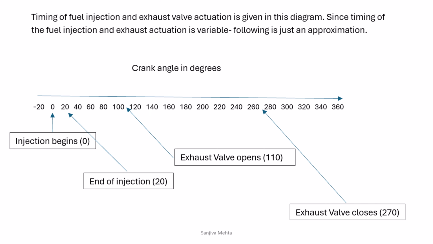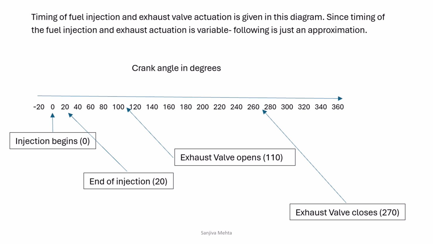So, the fuel injection and exhaust valve actuation timing is given in this diagram. Since the timing of the fuel injection and exhaust valve is variable, the following is just an approximation. Injection begins at 0 degrees here in the MEC engine, and the end of injection will be variable depending on the load. 20 degrees is just an indication. It does not always stop at 20 degrees. It can be dead slow RPM, ahead RPM, whatever. It can vary.